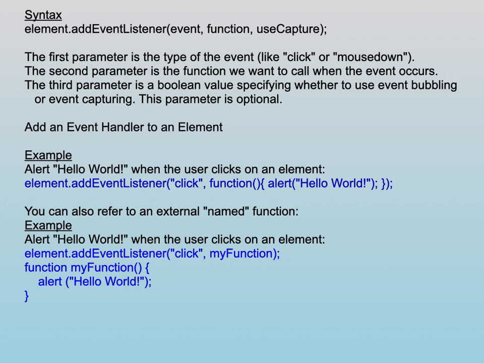The third parameter is a boolean value specifying whether to use event bubbling or event capturing. The values are true and false. This parameter is optional also.